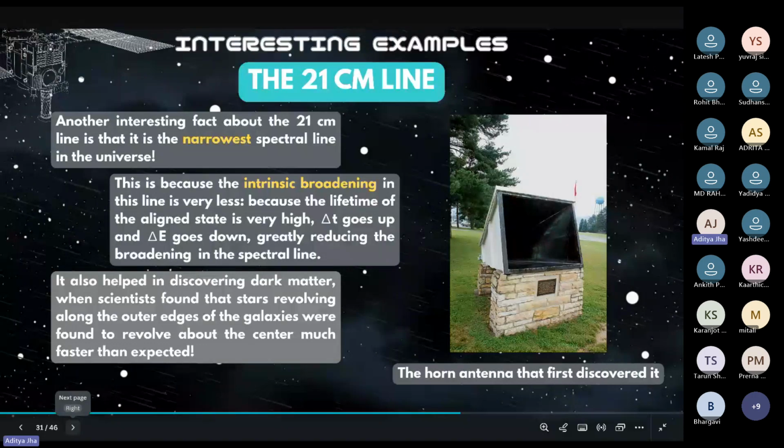So you can see that radiation has helped scientists discover so much, such as the age of the universe and dark matter and whatnot. So it has great impacts.